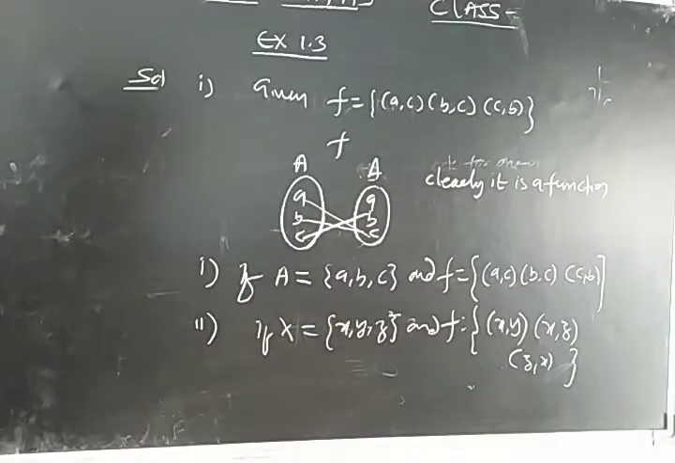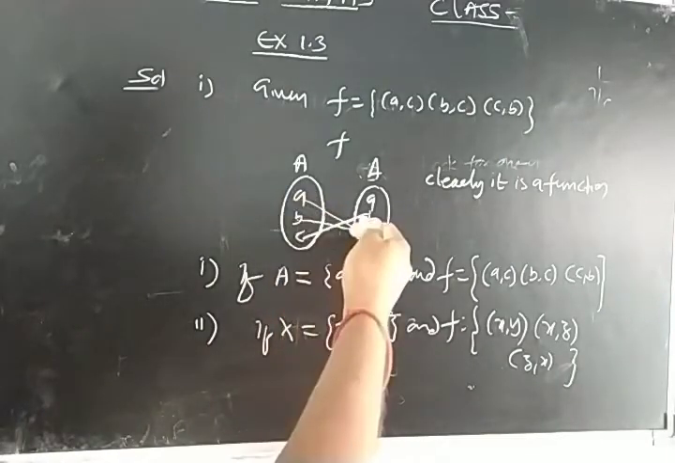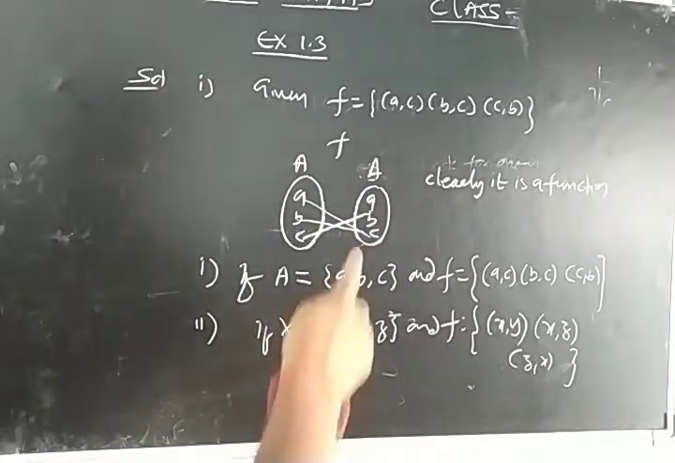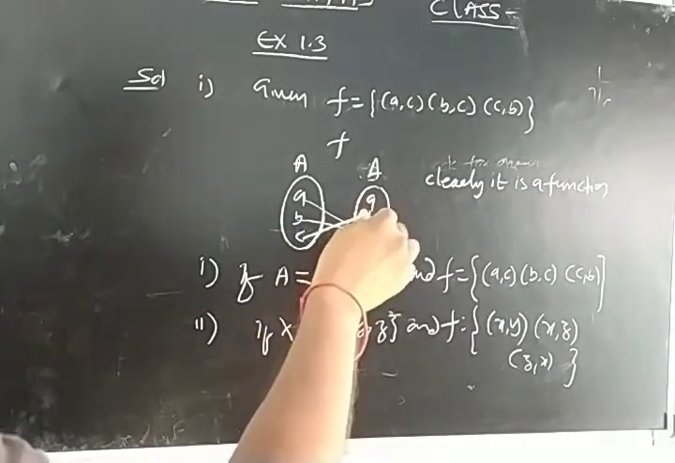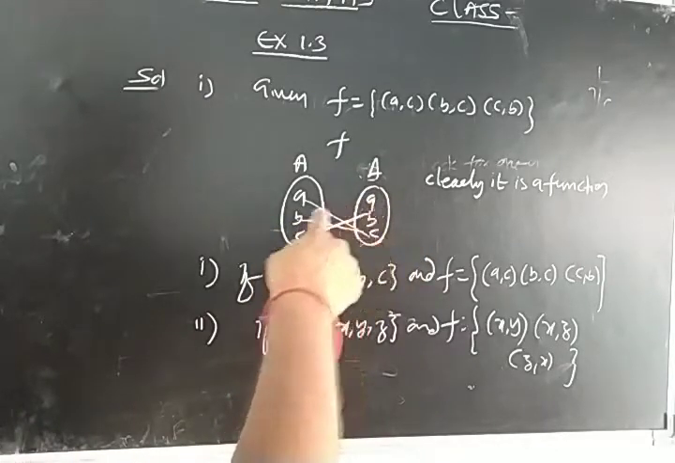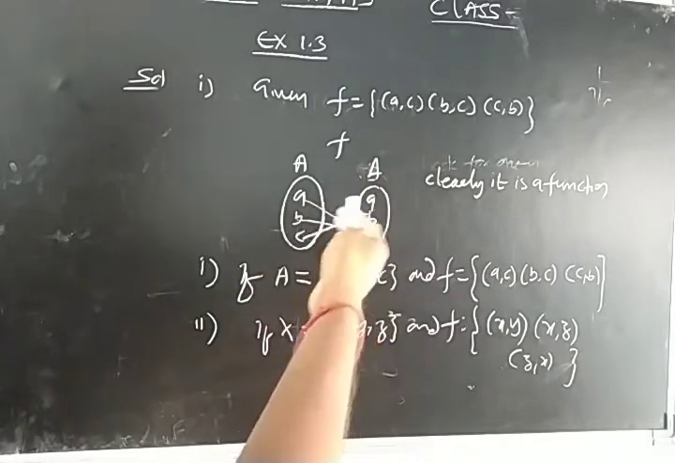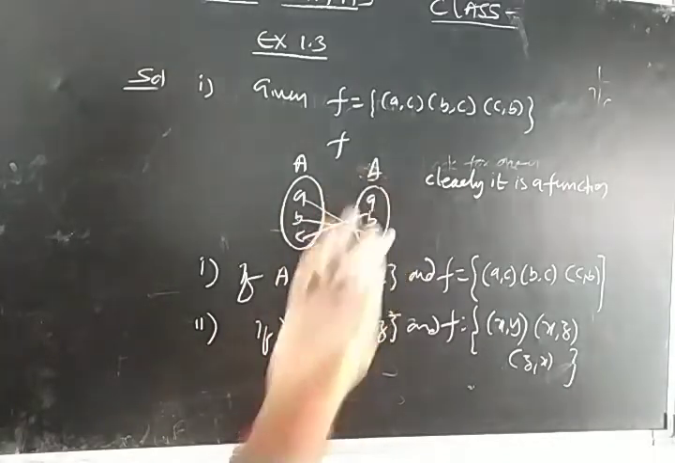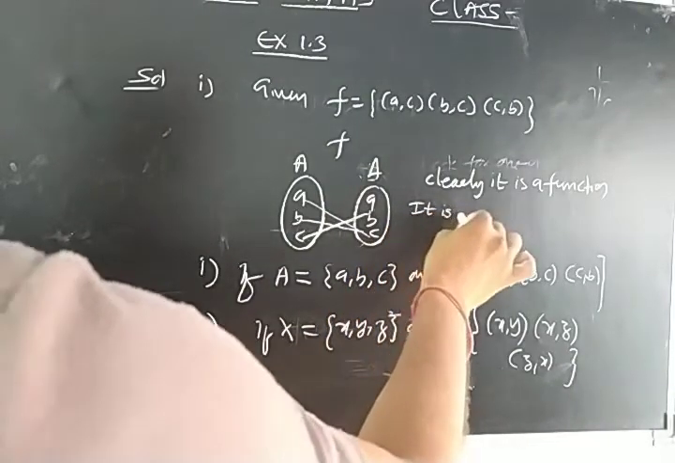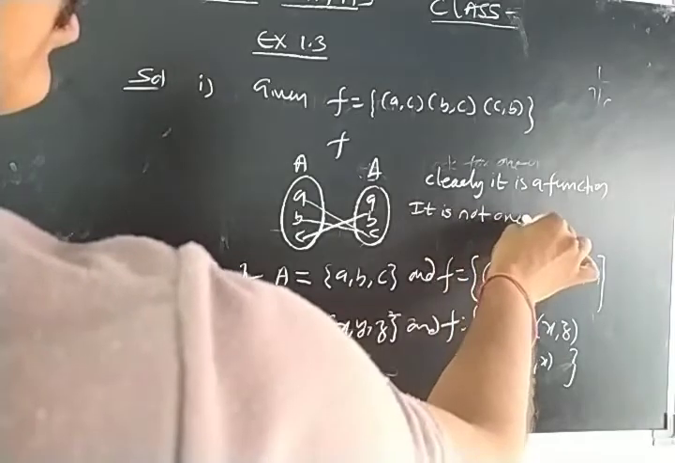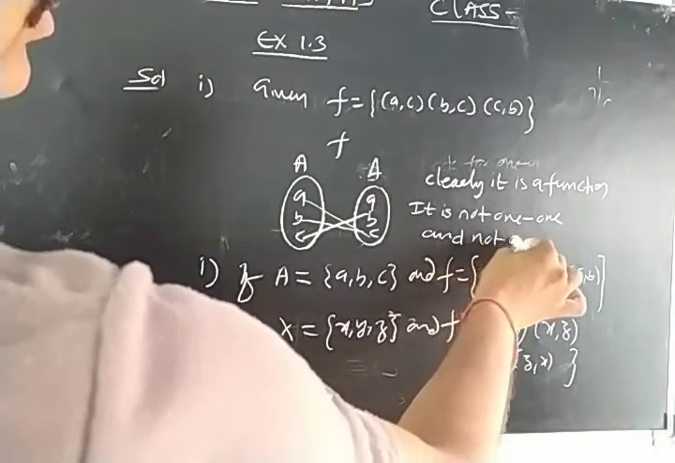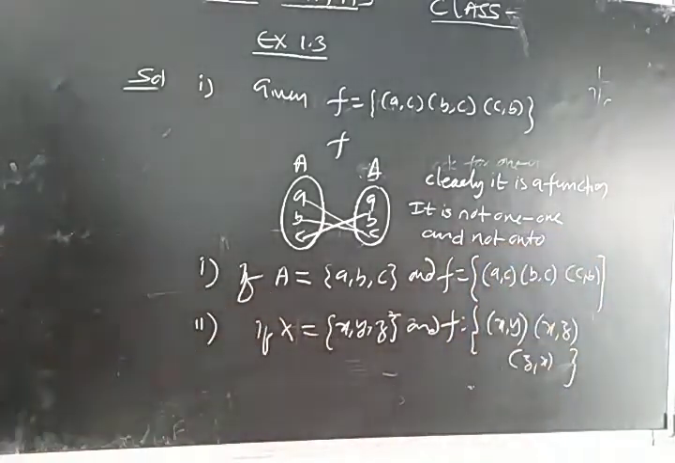Is it 1-1? No, it is not 1-1. Why? Because different elements are not having different images. Two different elements having the same image. So not 1-1. Is it onto? Not onto. Why? Because a is not having a pre-image. Onto definition is what? Every codomain element should have a pre-image. But b having a pre-image, c having a pre-image, but a not having a pre-image. So it is not onto. Not 1-1 and not onto.